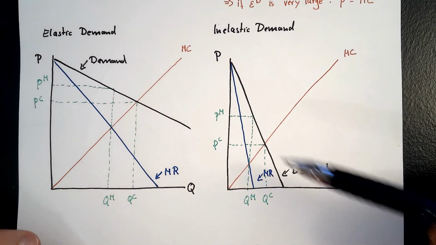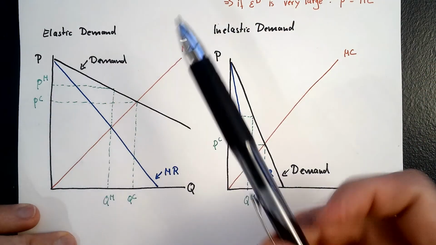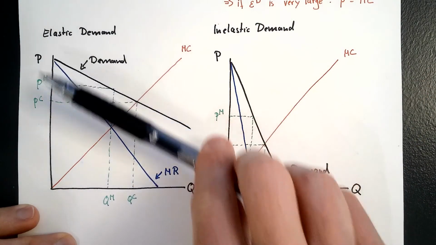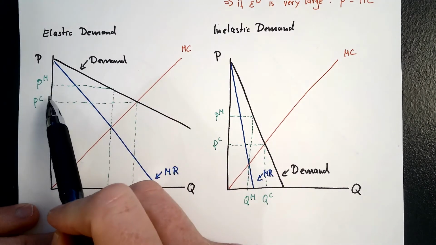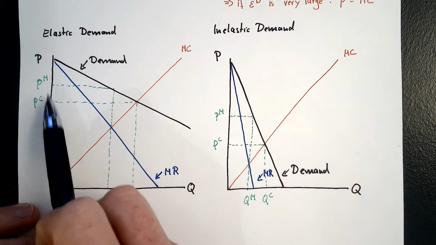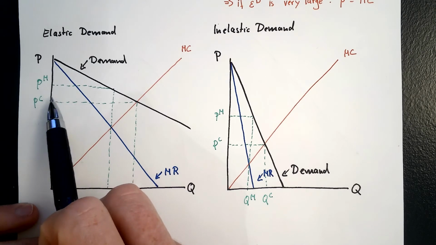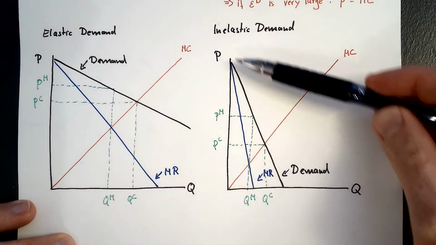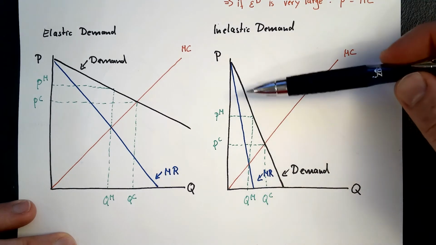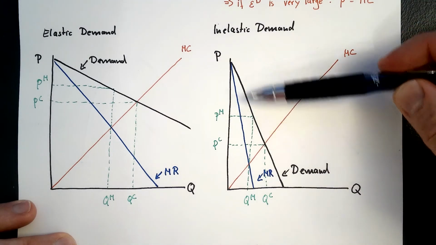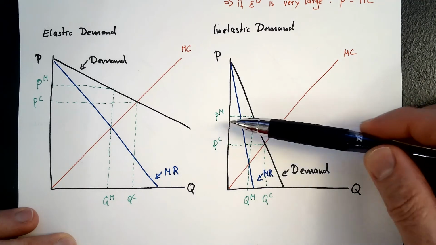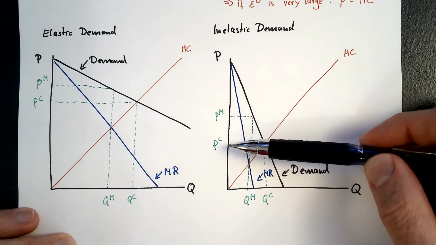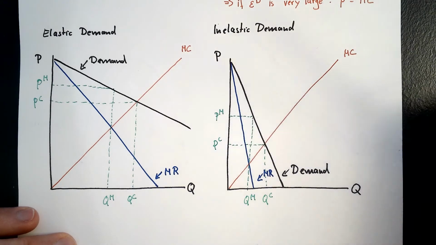So you can see that if the demand is elastic, meaning that small changes in price result in large changes in the quantity demanded, then we only have a small difference between the perfectly competitive price and the monopoly price. Whereas if the demand is very inelastic, meaning that large changes in price result only in small changes in the quantity demanded, then we are going to have a large difference in price. Okay, so think about this.